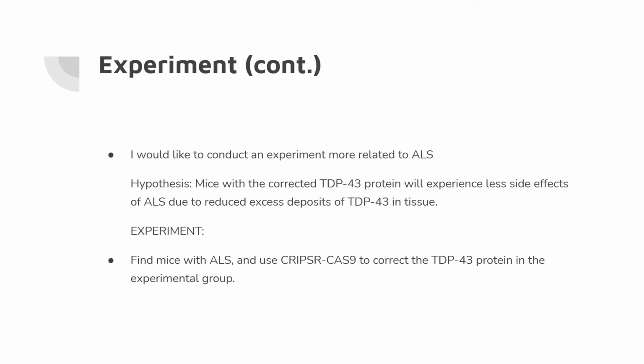My hypothesis is that mice with the corrected TDP-43 gene will experience fewer side effects of ALS due to reduced excess deposits of TDP-43 in tissue. I don't think it'll completely cure ALS, as there's a couple other genes that can also cause ALS. TDP-43 is not the only one, but I think that it's a huge possibility to experience fewer side effects, or at least cure them somewhat, because ALS is a pretty terrible thing. No one can move, your muscles don't work, you have the reduced activity, all this stuff, and that's pretty much it.